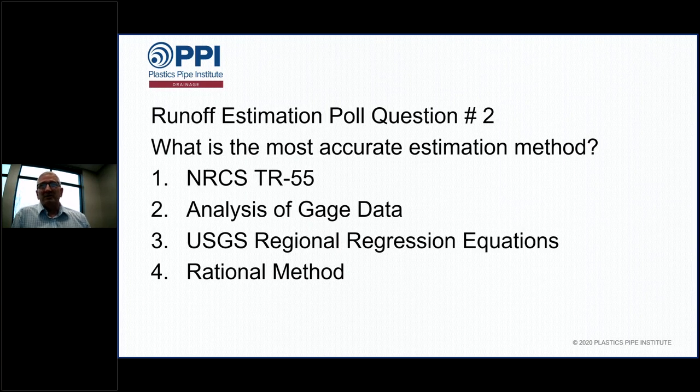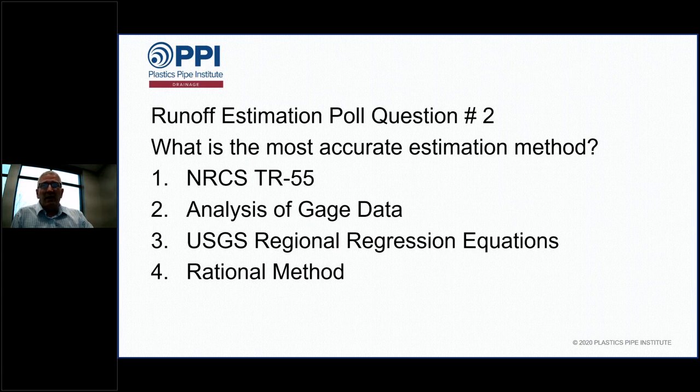So when you have a very good state with a lot of gauge data, and Ohio is one of them, Ohio has an incredibly good network of stream gauge data, you can get extremely accurate understanding of what your runoff is at any particular location, to the point where you might have a confidence interval of less than 20%, which is really, really good. That's saying that you're 95% confident that your answer is plus or minus 20% of what you calculated. That's extremely, extremely good. USGS regional is just taking all of those gauges and regressing them.